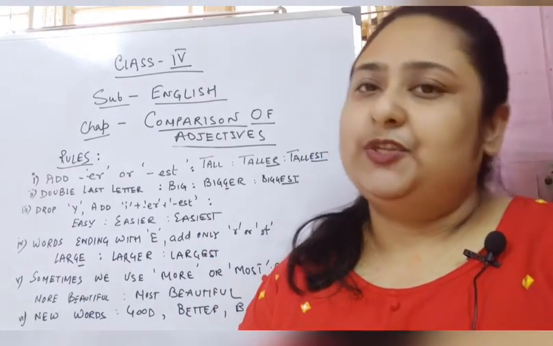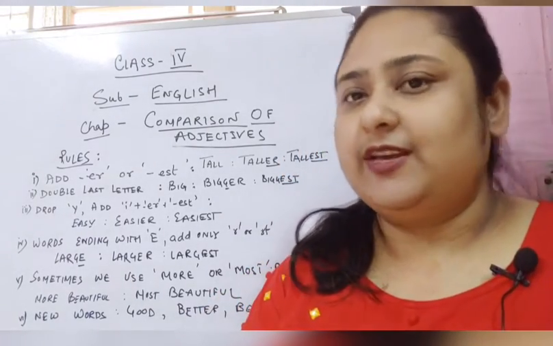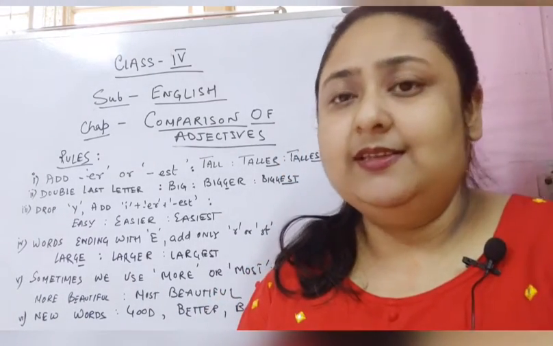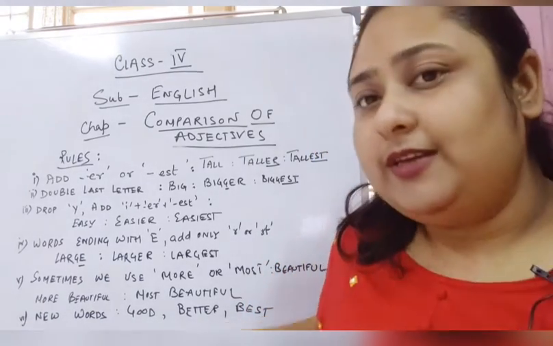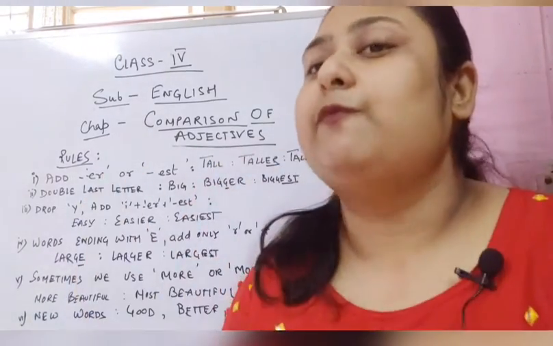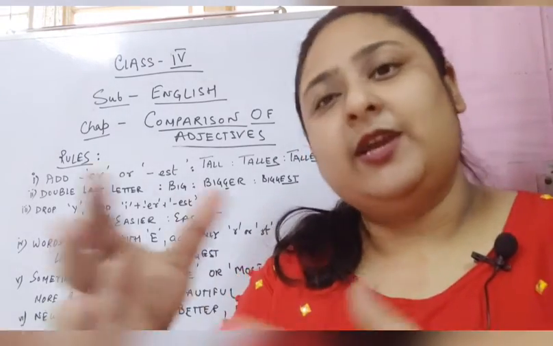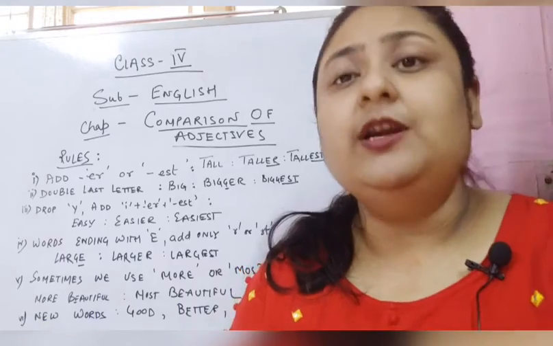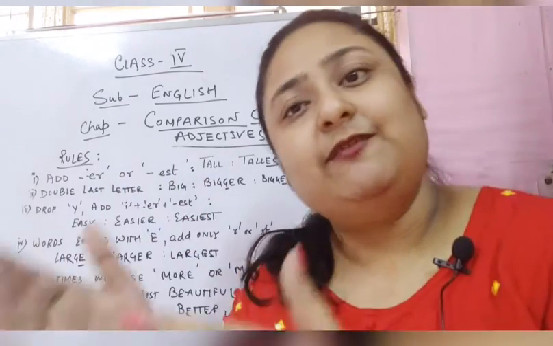Now, children, the sixth rule of adjectives is, in some adjectives, in comparative degree and superlative degree, a new word is formed. We do not add any ER or EST to the positive degree, rather a new word is formed in case of comparative and superlative degree.